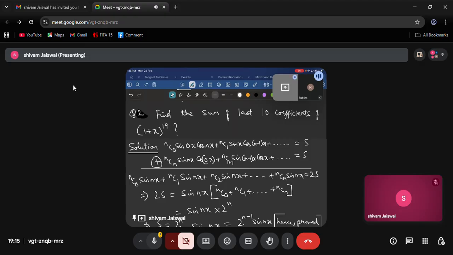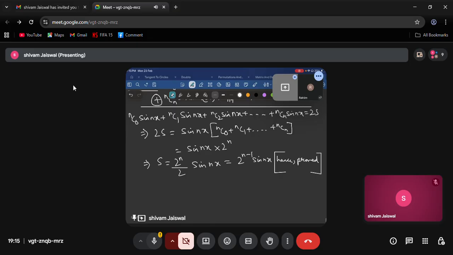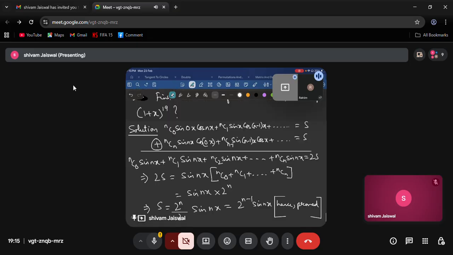Then we'll move on. So even sir, 2 to the power 19 minus 19 second. Okay, I'm solving. We need to find out the sum of the last 10 coefficients. What is the sum of the last 10 coefficients?